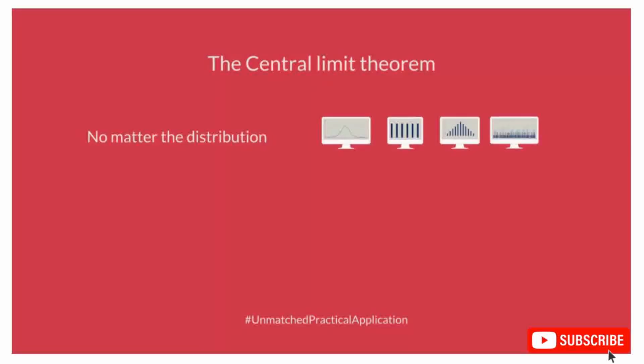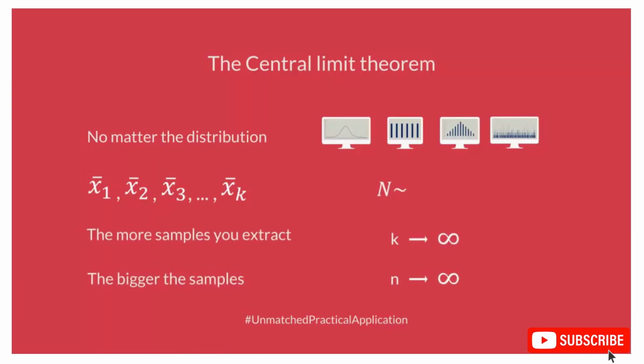No matter the distribution of the entire dataset, binomial, uniform, or another one, the means of the samples you took from the entire dataset will approximate a normal distribution. The more samples you extract and the bigger they are, the closer to a normal distribution the sample means will be. Moreover, their distribution will have the same mean as the original dataset and an n times smaller variance, where n is the size of your samples you took from the dataset.